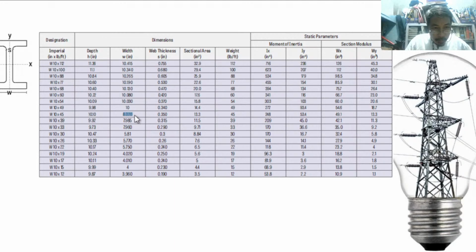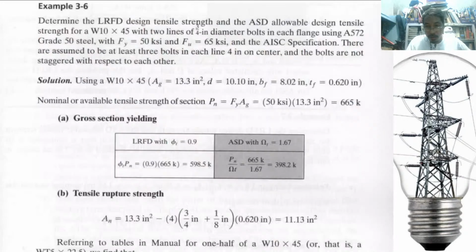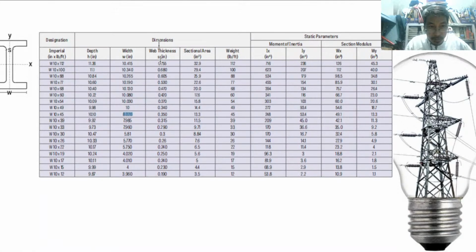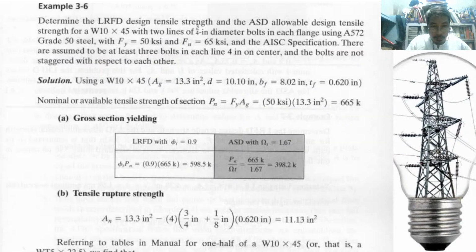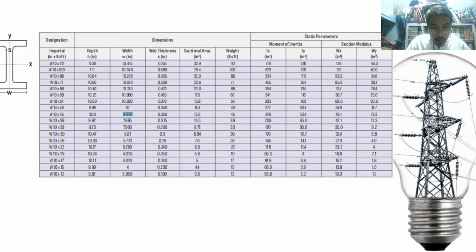So 8.02, that is the flange. You have to understand it. There is no BF in the table, but you need to understand that 8.02 is the BF. That means you can get the value.